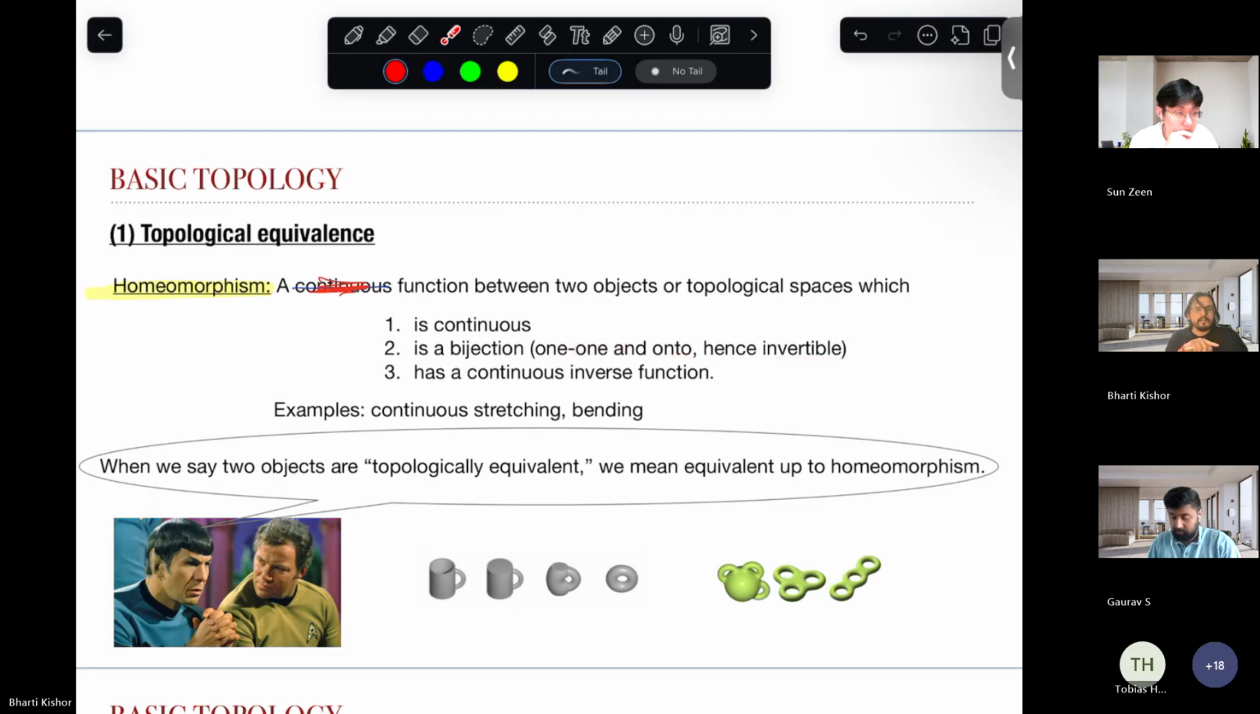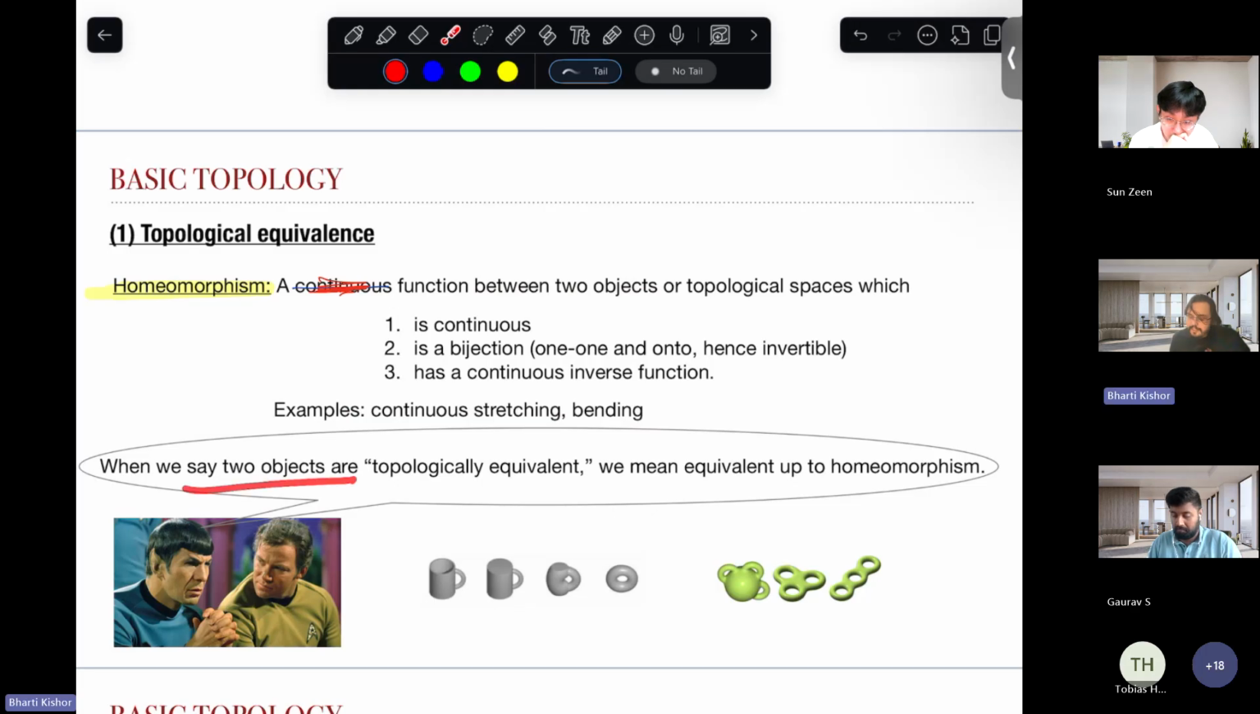It's a forward, continuous, coming backward. If such a function exists between two objects or topological spaces, then you call it a homeomorphism. Okay. Examples are something like continuous stretching and bending. You can think of going through bending and then coming back, and it's bijective.